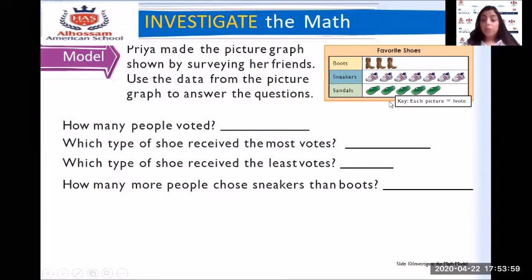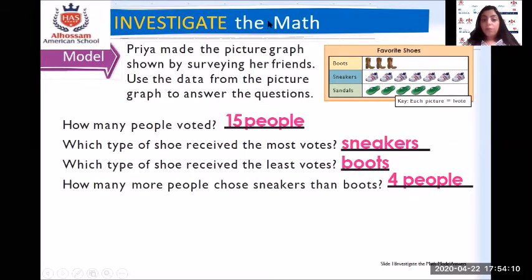Super. So now I can answer, right? How many people voted for this survey? 3 and 7, 10. 10 and 5, 15. So 15 people. And which type of shoe received the most votes? If I look here, I will find that the sneakers have the most votes. Which type of shoe received the least votes? Boots. There are only 3 here. So the least votes are for boots.